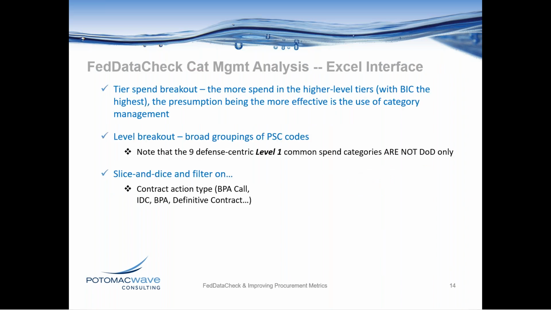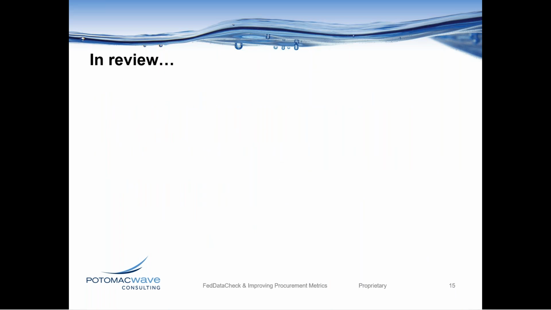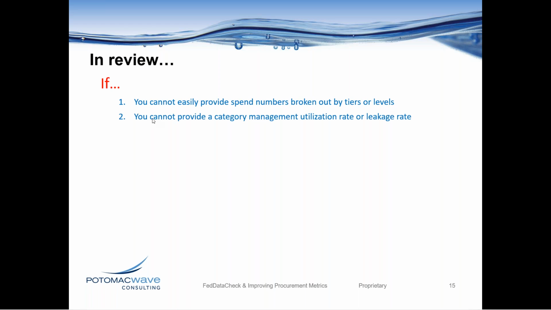We already went through our Excel interface. Okay, in review. If you cannot easily provide spend numbers broken out by tiers or levels, are you using category management or not? What is your agency spending their money on? And if you cannot provide category management utilization rate and leakage rate, how much could have gone through ProTech Oceans but didn't, based on the NAICS Code or the NAICS Industry Group?